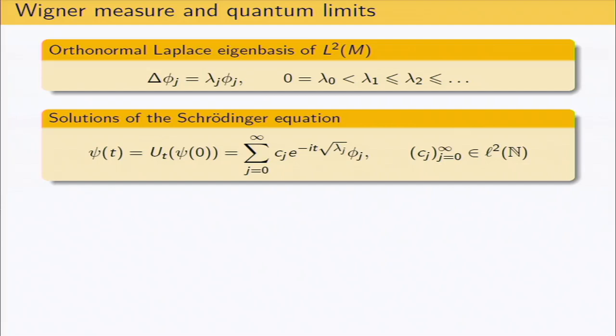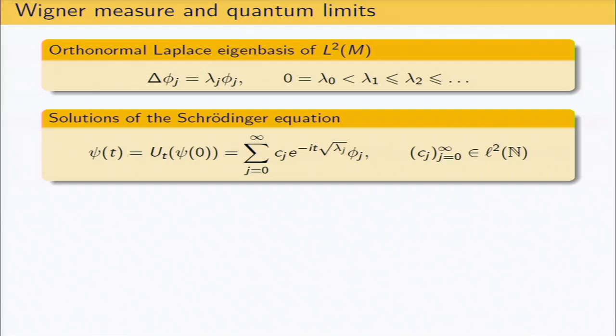And then explicitly, the solutions of the Schrödinger equation look like this. So this is how a general wave evolves in time. If you just look at this equation and you plug in 0, then you will understand where the coefficients come from. So psi 0 on the right-hand side is represented as the sum of Cj phi j. That tells you what the coefficients Cj are.